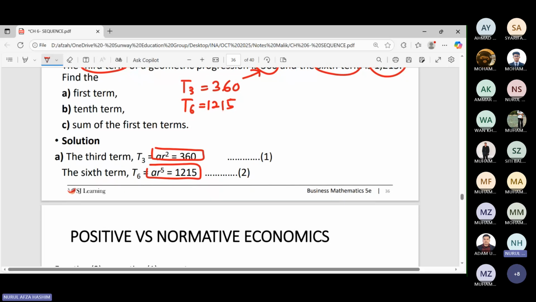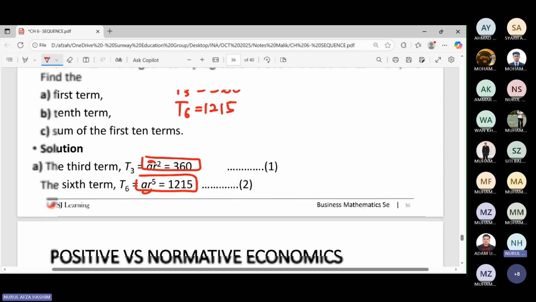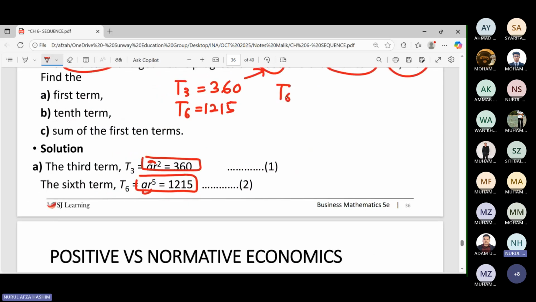Because here, A times R, and here also A times R. You cannot minus, you need to divide. It means equation 2 divided by equation 1. A divided by A is 1. R power of 5 divided by R power of 3, and then here is 1215 divided by 360.